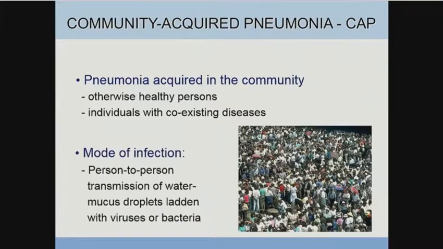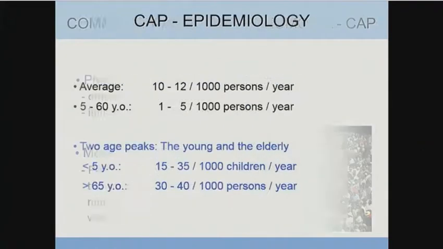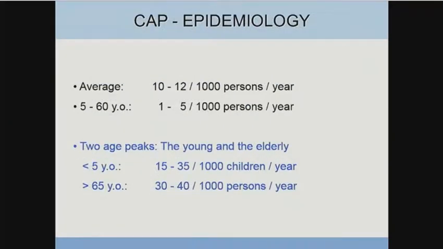The mode of infection is normally a person-to-person transmission of water mucus droplets laden with viruses and bacteria, and this is why you can imagine endemics or epidemics can occur when this person can spread the disease to many others. The disease can affect everyone, but has basically 2 age peaks, the young and the elderly, with the 2 peaks in children below the age of 5 and in elderly above the age of 65 years.